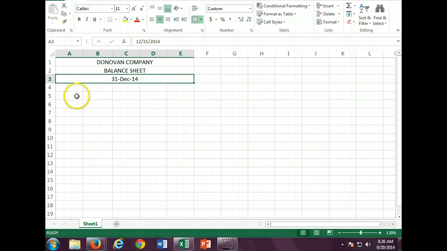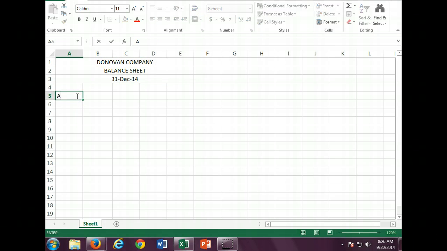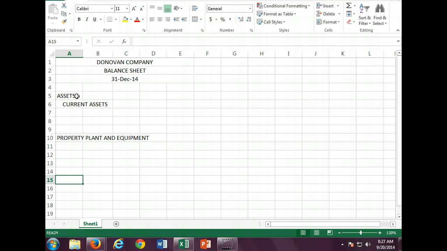After the title, the first thing we're going to show is assets. The first headline will be current assets. Then we're going to come down to property, plant, and equipment. Do they have any intangibles at all? No. Okay, and then we're going to have ultimately total assets.